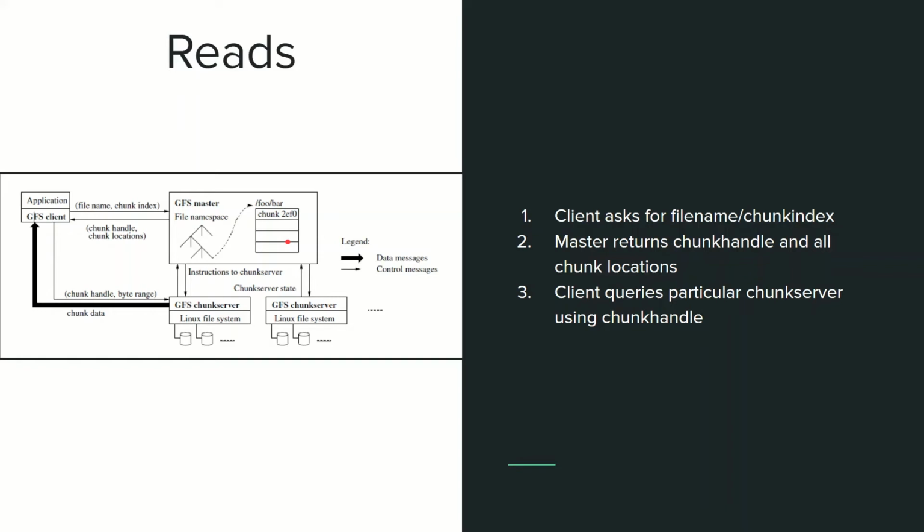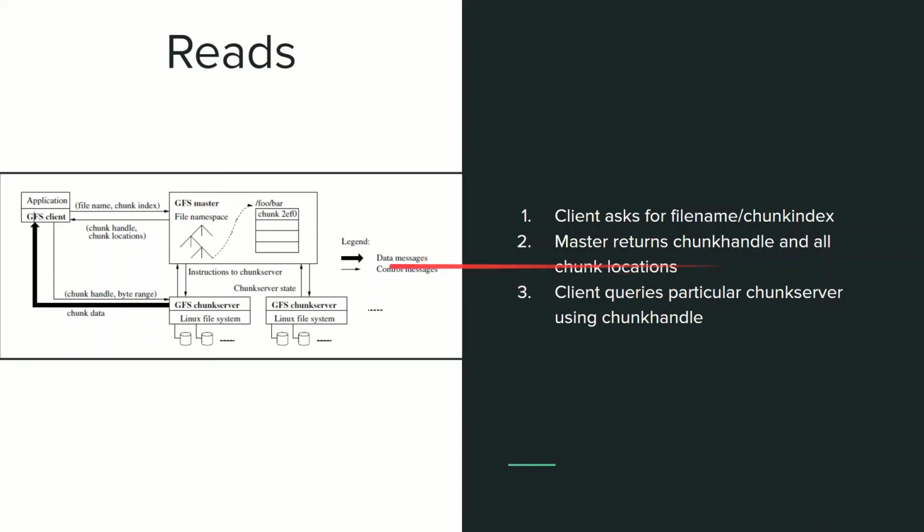Now we'll see how a typical read happens in the Google File System. The first thing that happens is that the client asks for the file name or the chunk index to the GFS master. If it is reading the file for the first time, the client will query with the file name, or if it is already in the middle of reading a file, it will query with the chunk index.